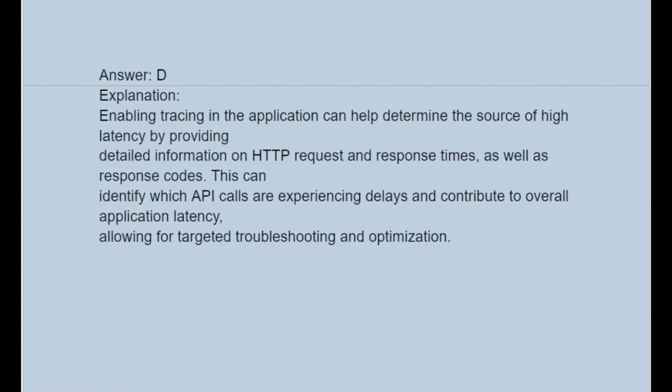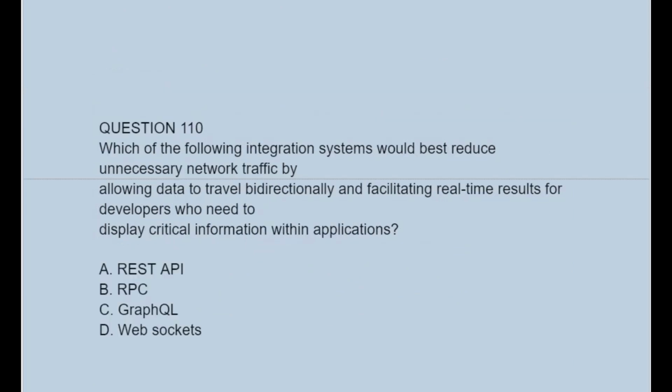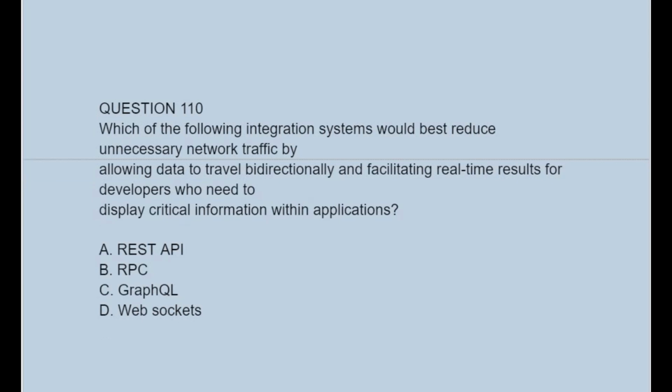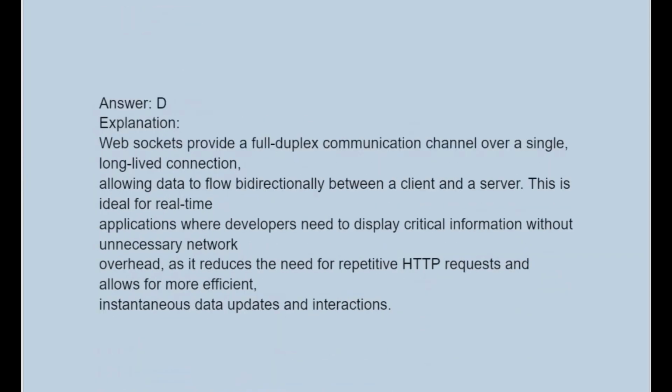Correct answer is option D. Question is, which of the following integration systems would best reduce unnecessary network traffic by allowing data to travel bidirectionally and facilitating real-time results for developers who need to display critical information within applications? Option A. REST API. Option B. RPC. Option C. GraphQL. Option D. WebSockets. Correct answer is option D.